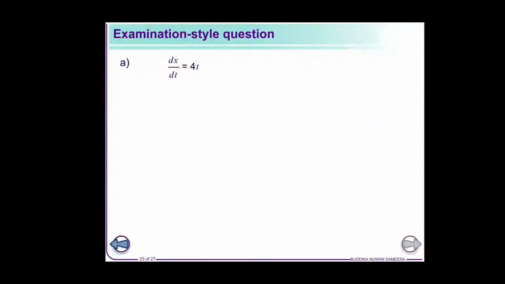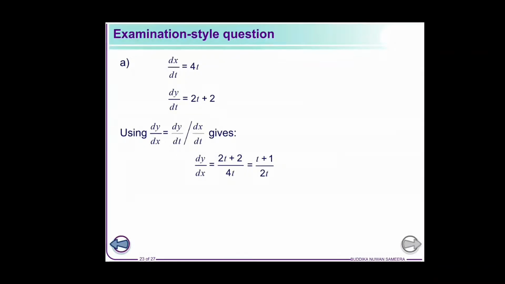So first thing is you need to find the gradient of this curve. So when you find the gradient, first you have to find dx over dt, that's equal to 4t. Then dy over dt, 2t plus 2. To find dy over dx, you need to divide dy over dt by dx over dt. So I'm going to divide 2t plus 2 by 4t. After that you can simplify that. When you simplify, t plus 1 divided by 2t.